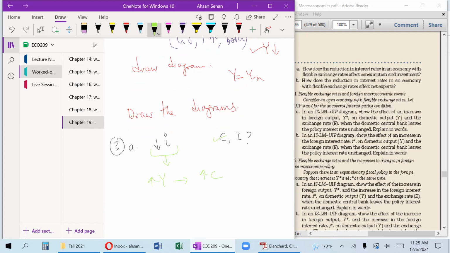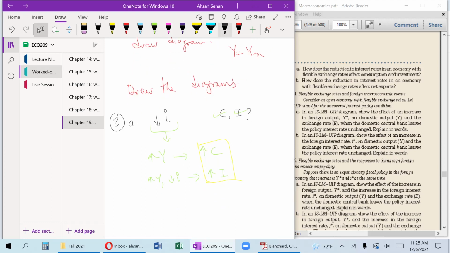What happens to I? Two things are happening. One, Y is going up. Second, I is going down. Both of these mean that investment will go up. So that's the effect. If we undertake an expansionary monetary policy, C will go up, I will go up, and of course the opposite is true, as you guys know already. If I were to go up, the opposite will happen. I think that's part A, right? Yeah, that's fairly straightforward.